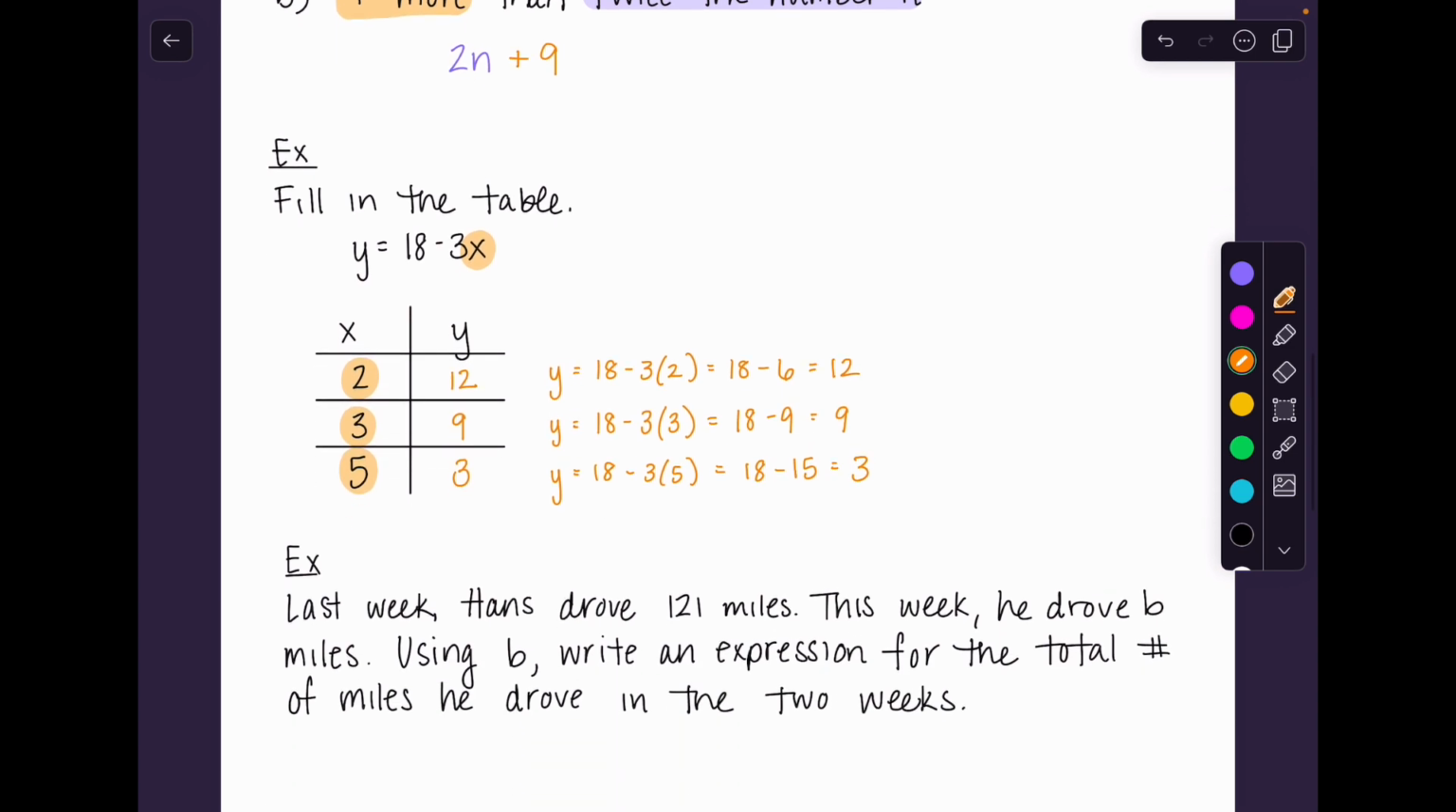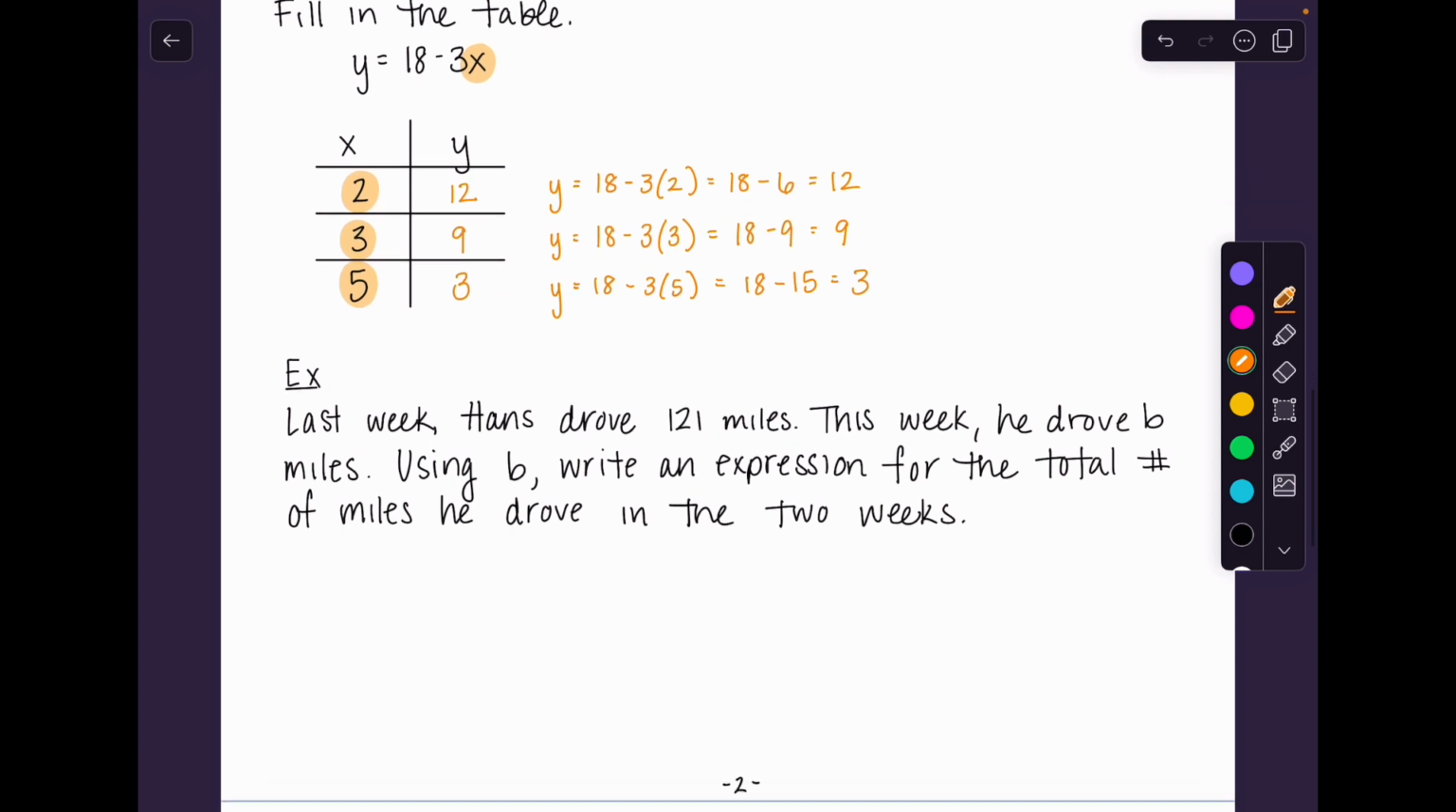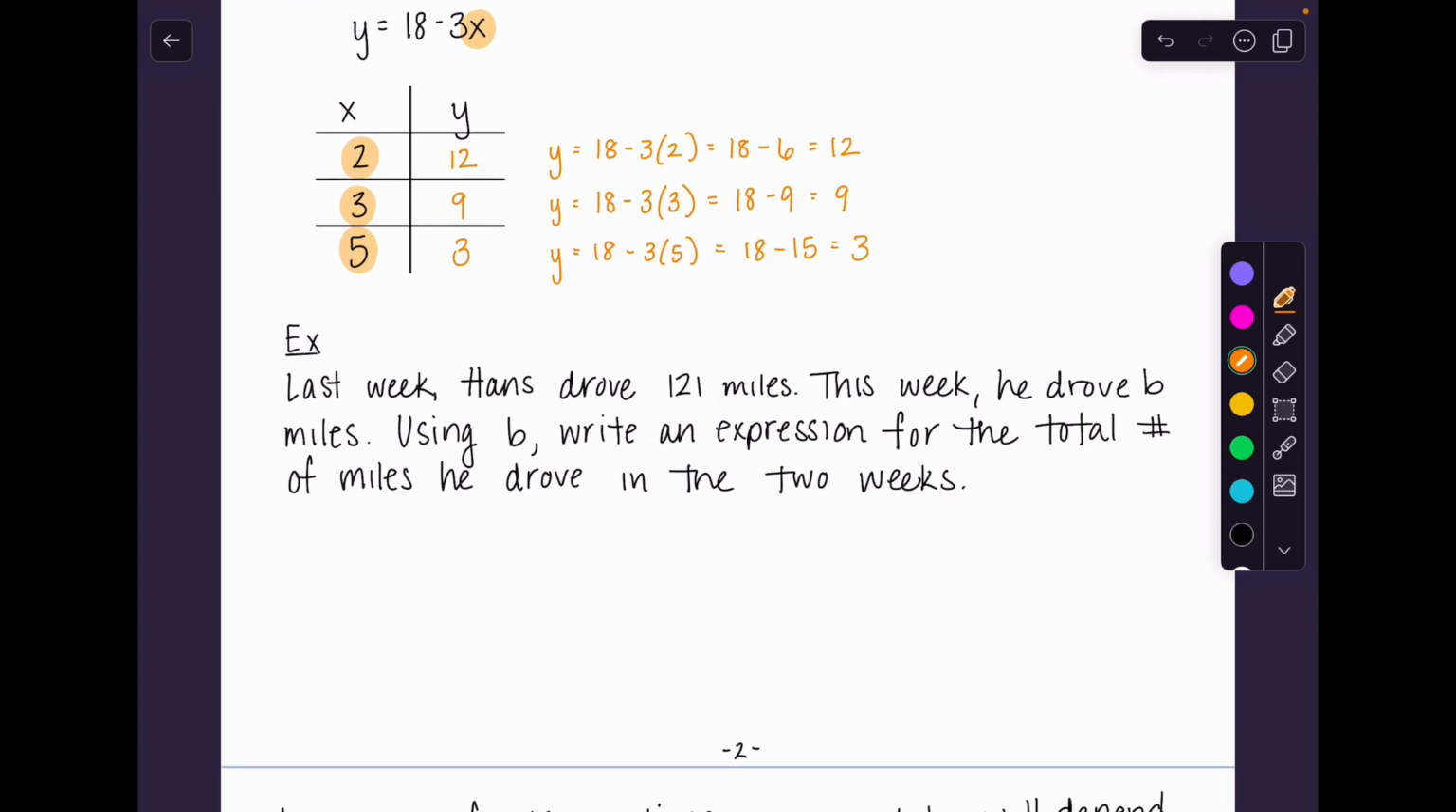Okay. So let's try one more before we go through and talk about some other vocab. Last week, Hans drove 121 miles. This week, he drove B miles. Using the letter B, we're going to write an expression for the total number of miles he drove in the 2 weeks. So if you're thinking about that just from a normal perspective, if you're trying to figure out how many miles you drove in 2 weeks, you take last week's miles and you add this week's miles.